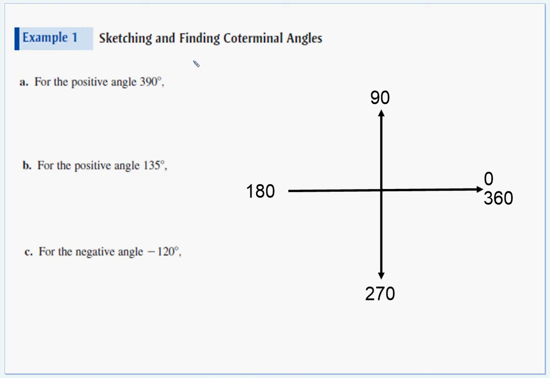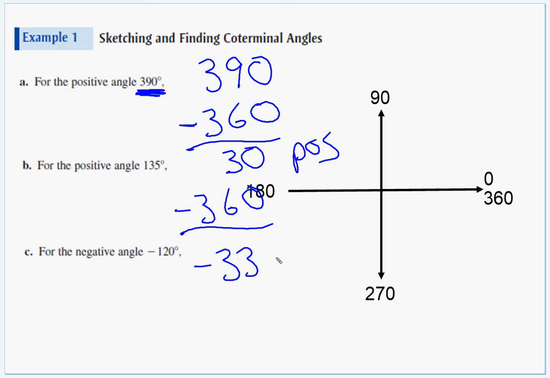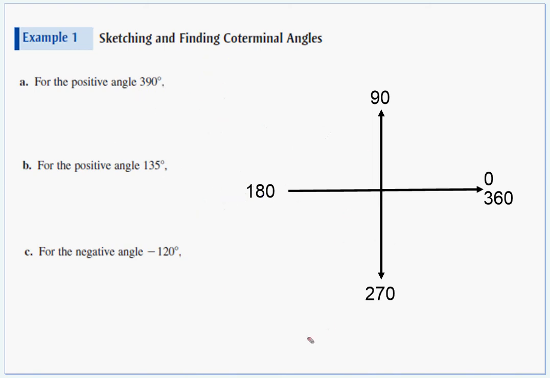Well, let me point this out. For the first one, they gave us a positive number that was pretty big to get started. So if you're more than a circle, here's 390, we could subtract a circle right away, and that takes us to 30. So there's our positive coterminal. And then if we subtract another 360, that takes us to our negative 330 for a negative coterminal. Okay, so just add and subtract circles until you get a positive and a negative answer.